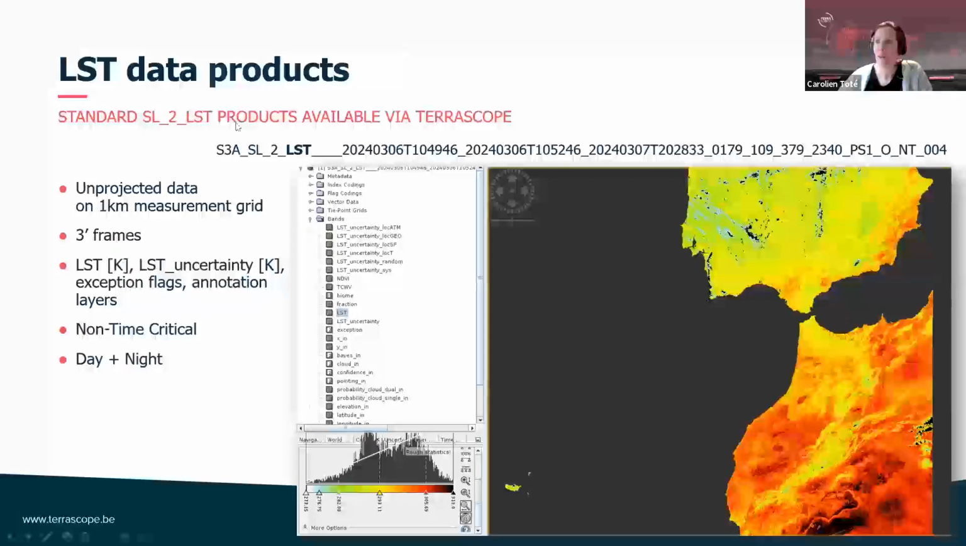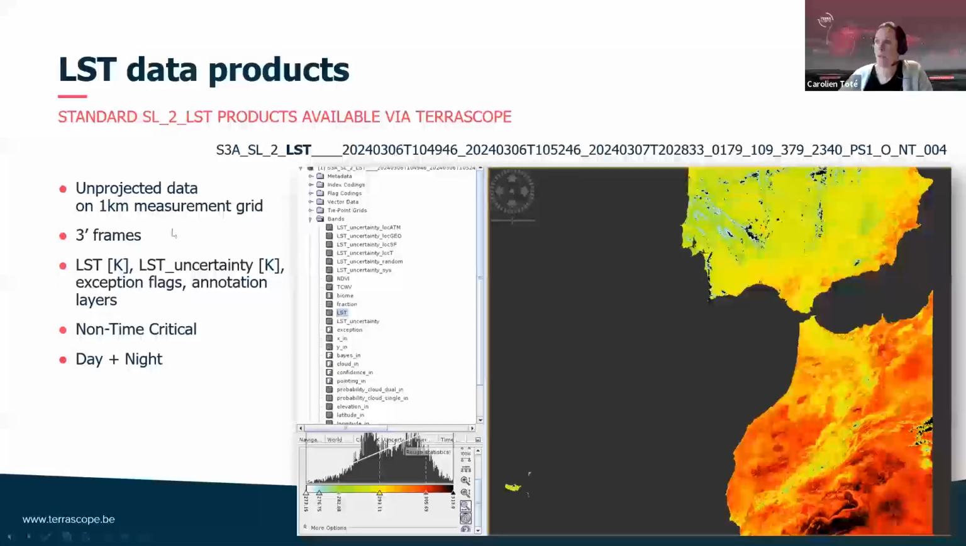So this here is an example of the file name of Sentinel-3A SLSTR level 2 LST. It again has a start and end of the measurements, the timestamp of the processing, and then this is the duration of the segment. So it's important to know that this data is unprojected data. So it's on the 1 kilometer measurement grid. As you see here, this is Gibraltar. It's unprojected data. It's 3 minute frames. That's these 180 seconds duration of the segment.